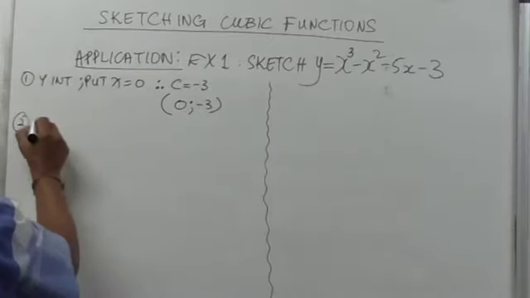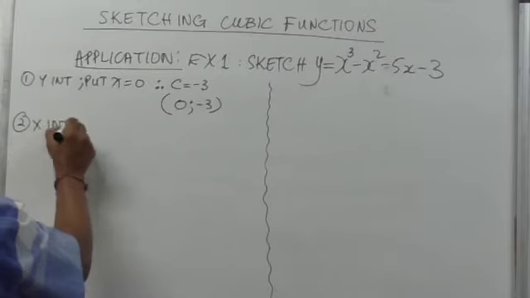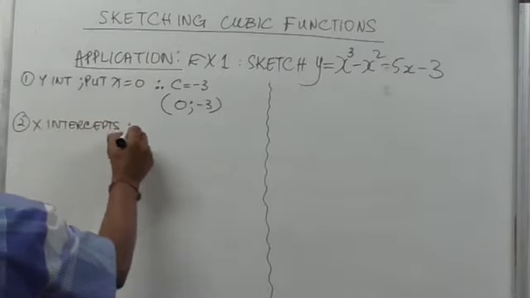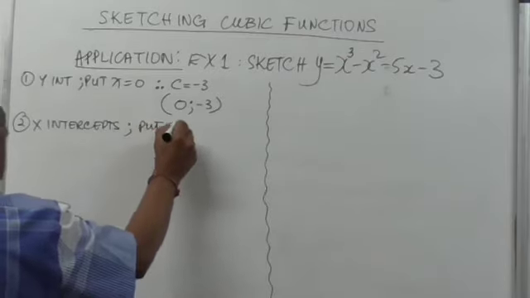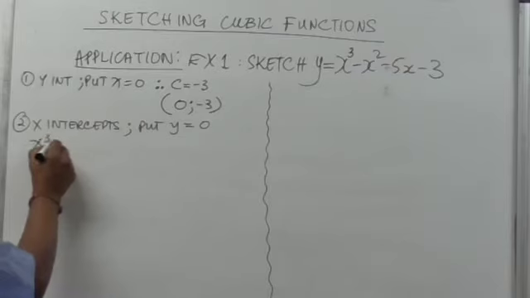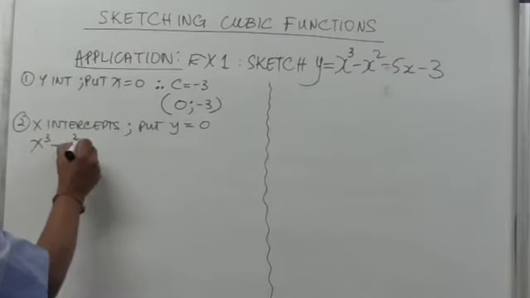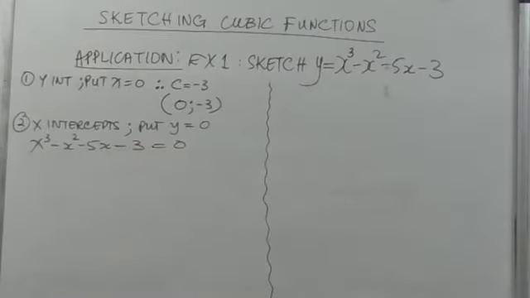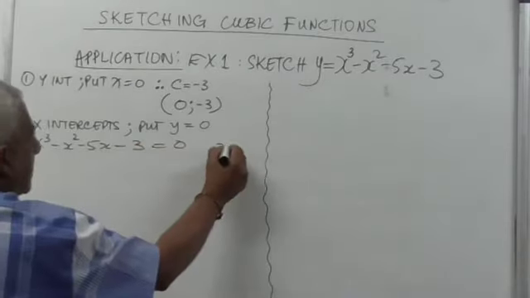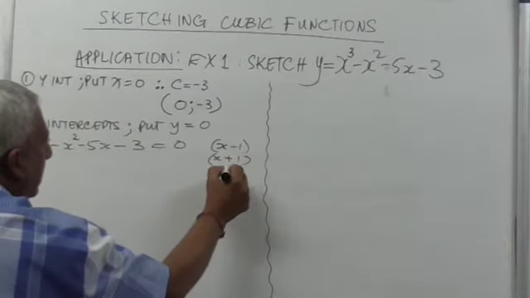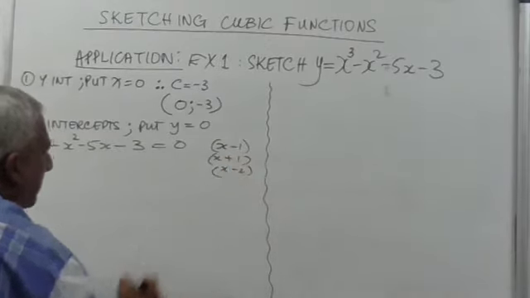Number two, for x-intercepts, put y equal to 0. So you will have x cubed minus x squared minus 5x minus 3 is equal to 0. You're going to test x minus 1, x plus 1, x minus 2, etc.